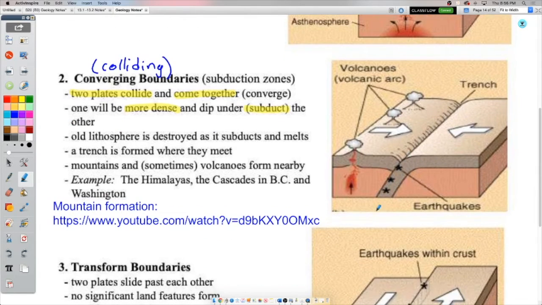As we go down, what happens again? How does the Earth change as we go down? You're right, it gets more dense and it gets more pressure, but here's the big one. It gets hotter. Eventually, it actually gets hot enough to melt this lithosphere. So we're doing the opposite of what we were doing at the diverging boundary. Now, old lithosphere is destroyed. So it gets subducted and then melts. It gets low enough down that it's going to get hot enough to melt.